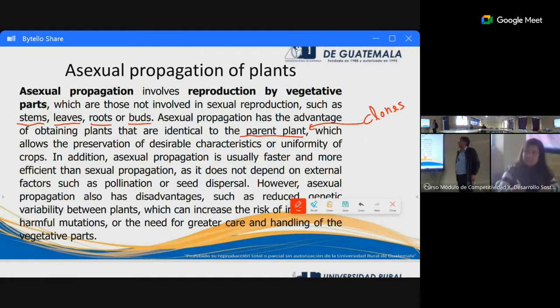In addition, asexual propagation is usually faster and more efficient than sexual propagation. These are the differences between sexual propagation and the asexual one. Asexual propagation is faster and more efficient. This is an important characteristic of asexual propagation.